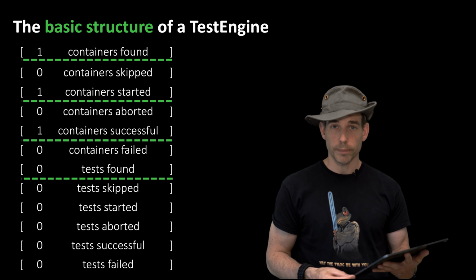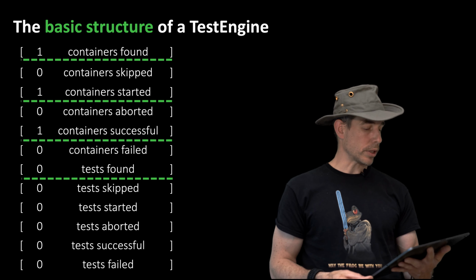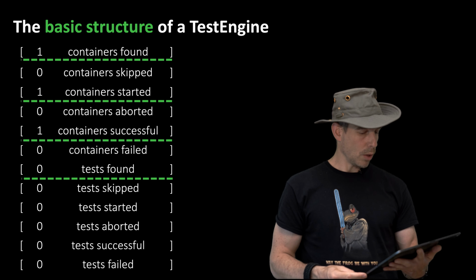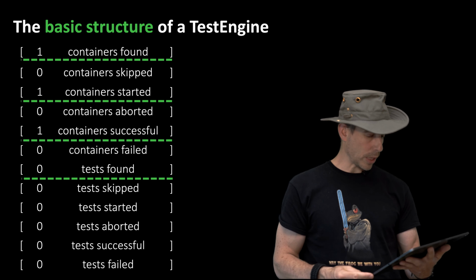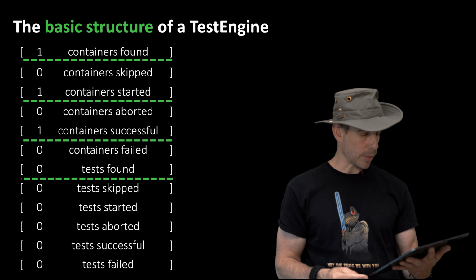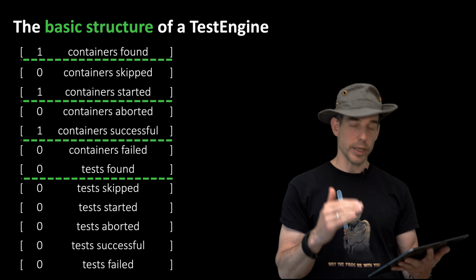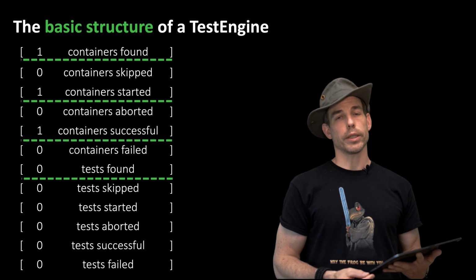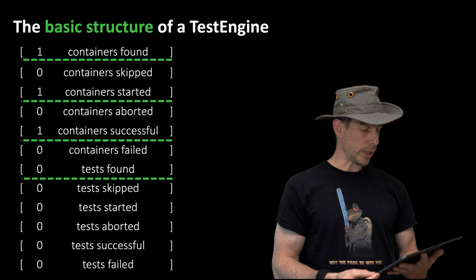If you do this, you will see output on the command line. For example, we found one container. We just started one. Yes, we have one successful. We just always used a successful method. And we have no test, no failed test, and so on, because we just created a root node for the whole test plan.